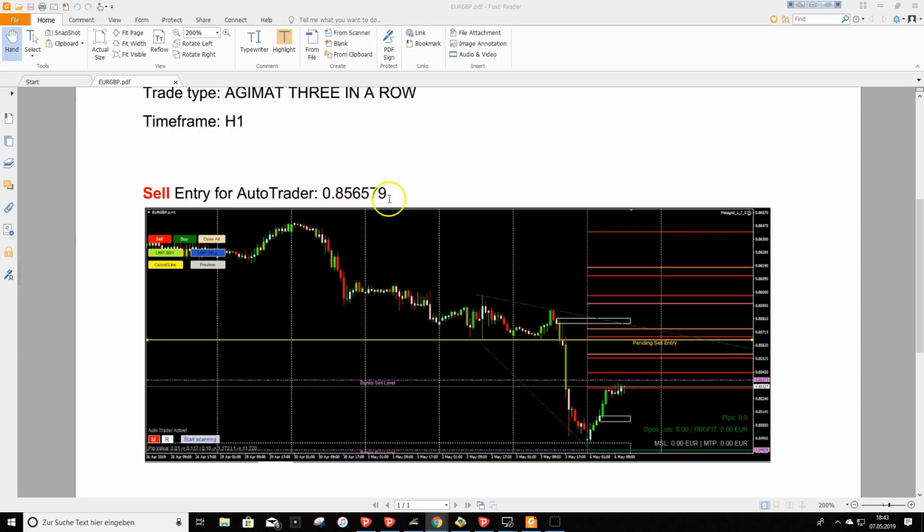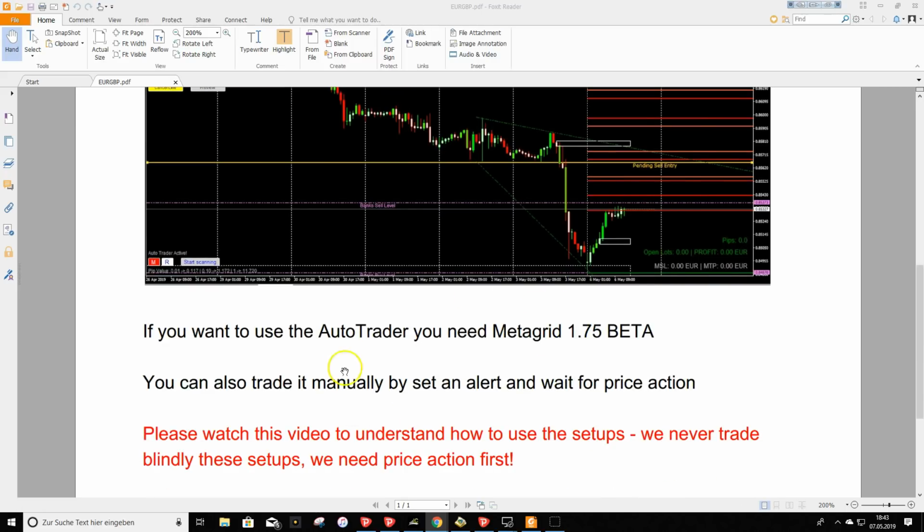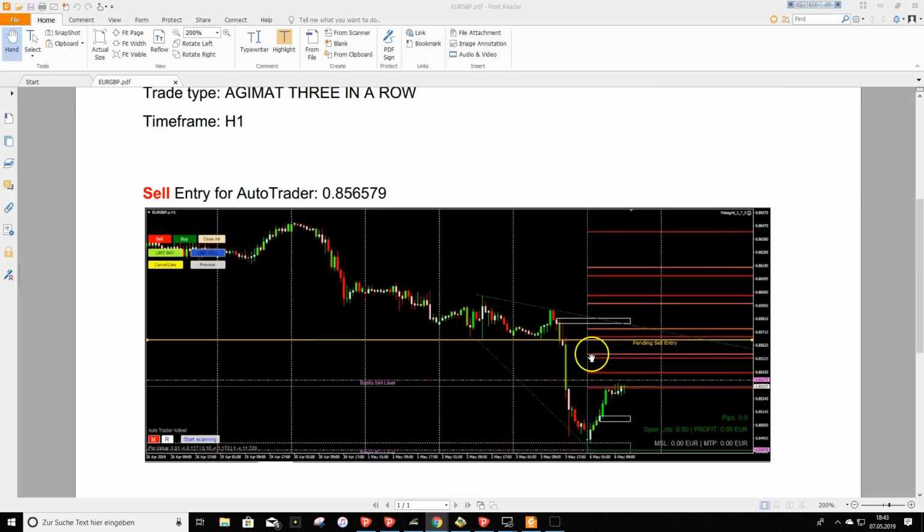This is the exact entry, from this yellow line, that you use for the AutoTrader from Metagrid. If you don't use the AutoTrader, you would place an alert on this price so that you get informed when price is there, and then you manage it by yourself. If you use the AutoTrader of Metagrid, you wait until Metagrid opens and confirms this trade automatically by price action. You need Metagrid 1.75 beta to use this kind of trading with the AutoTrader.